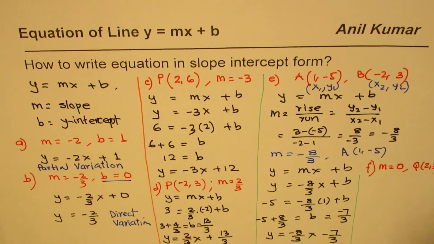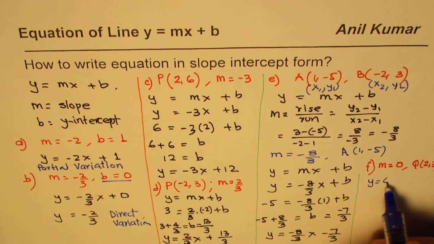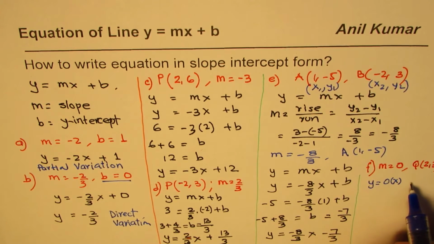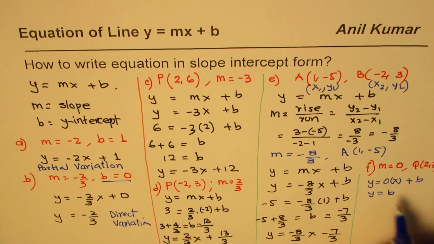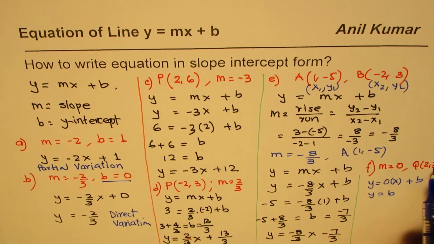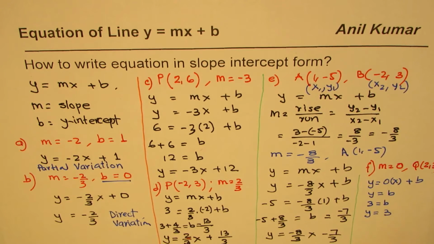So the equation should be y equals, 0 is the slope. So 0 times x plus b, and that means y equals b. And as we know, the y value is 3 because it goes through the point Q. So b is the y value of 3. So we write 3 equals b, and we can write the equation as y equals 3. Do you get the idea?